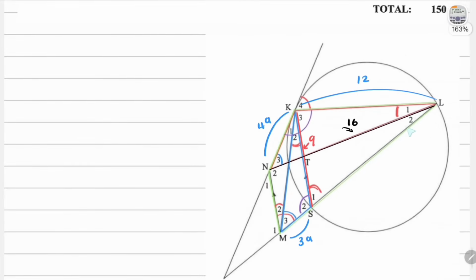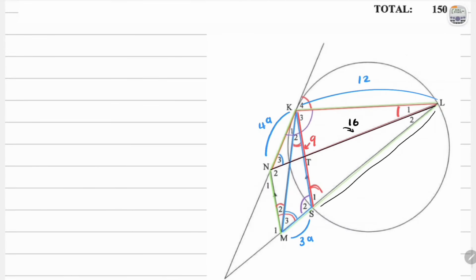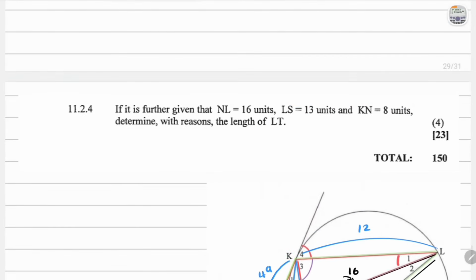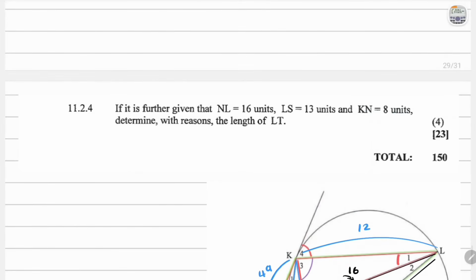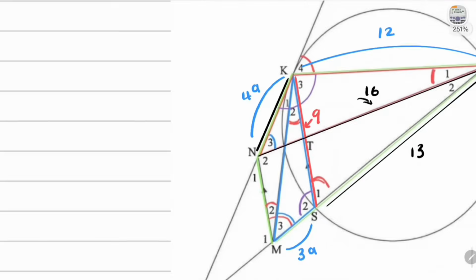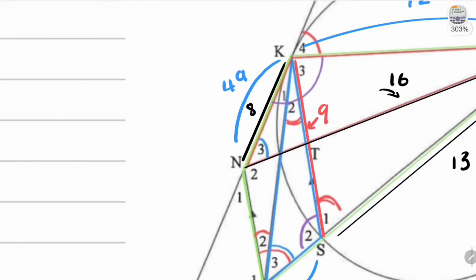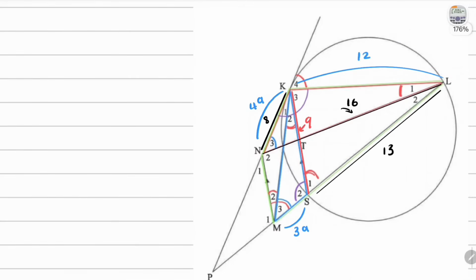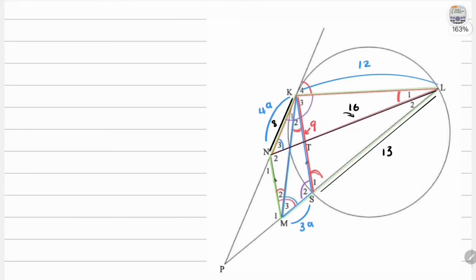So LS, this part is 13 units. And then we are also told that KN is 8 units. Okay, that actually helps a lot. So them telling us this can help us find out what exactly A is, and then anything in terms of A would also be able to be found.